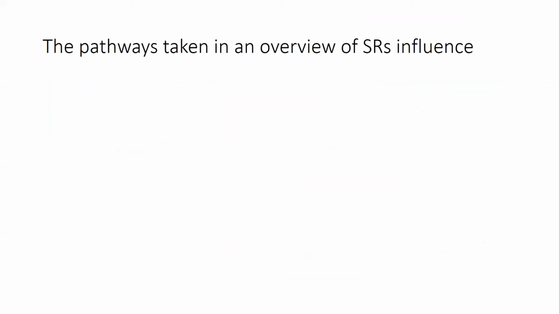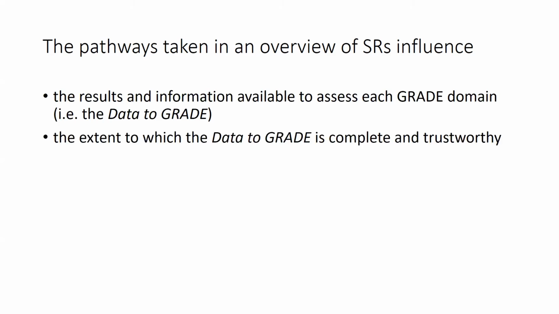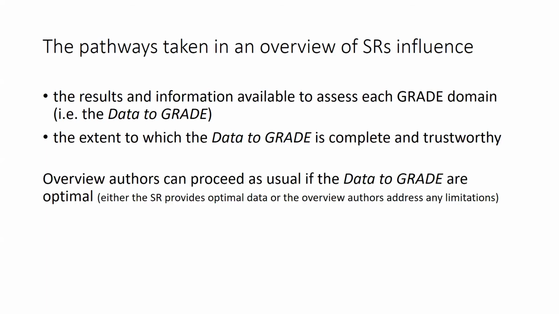What we know is that the pathways taken in an overview of systematic reviews influence the results and information available to assess GRADE domains, what we call the data to GRADE. The extent to which the data to GRADE is complete and trustworthy. And overview authors can proceed as usual if the data to GRADE are optimal.